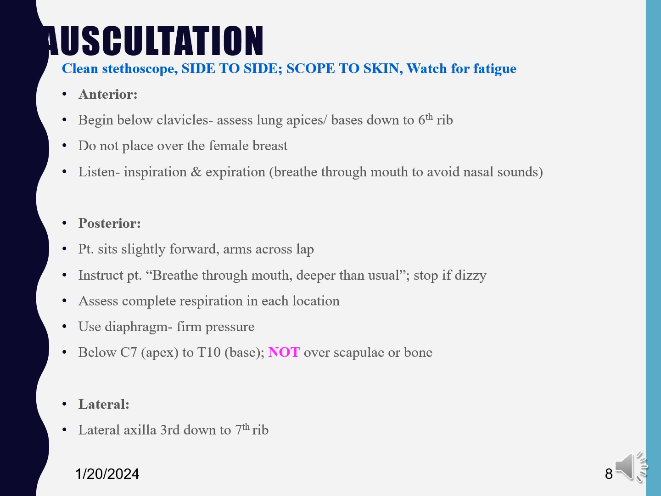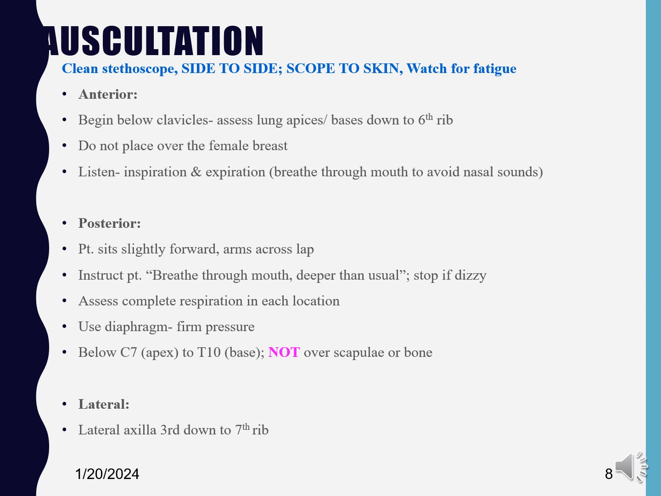In the posterior spaces, you're going to have the patient lean slightly forward and again, having the patient take deep breaths in and out. We are not going to listen over bone. You're going to listen to the inspiration, expiration to the vesicular lung sounds in the back. Using that diaphragm, and you're going to begin below C7, which is the apex, and go all the way down to T10, but not over any bone. So we kind of do a backward C motion.